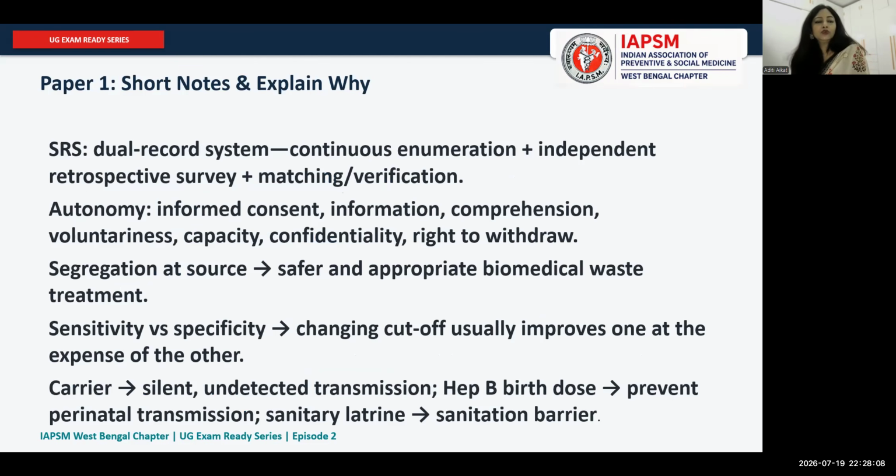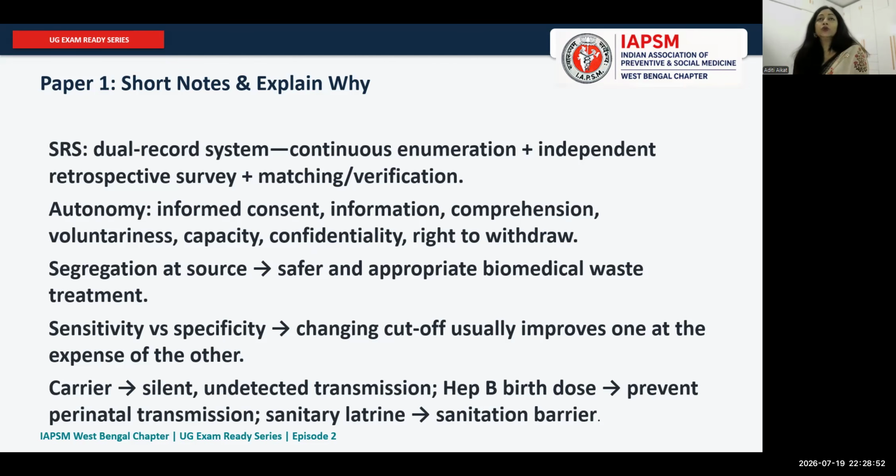Now, coming to some of the short notes and explain whys of paper 1. SRS. Please do remember, it is nothing to do with your sampling. Often students get confused with it. It is the Sample Registration System, which is actually a dual record system that involves continuous enumeration and independent retrospective survey that involves matching or verification. So do not confuse with any kind of sampling in this case.